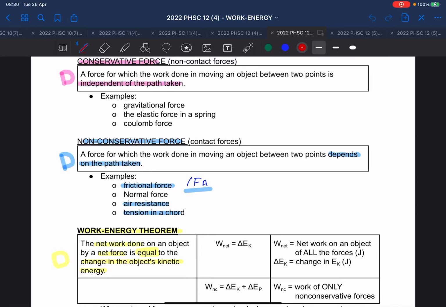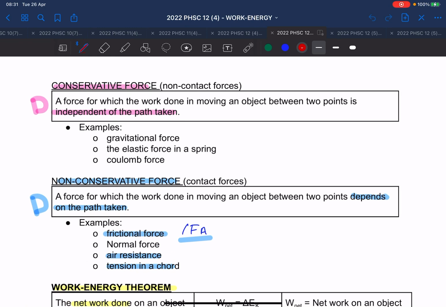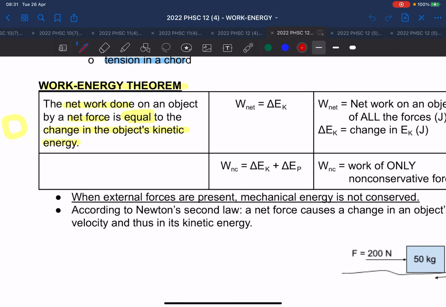That is independent of the path taken, meaning it works over a distance, so you don't have to make contact with it. It doesn't matter how far you walk or run or push it, the work due to that force will stay constant. A non-conservative force does depend on the path that you take, like an applied force or friction: the longer you apply it, the more work or energy it takes or gives. Okay, and from there we get to the work-energy theorem.